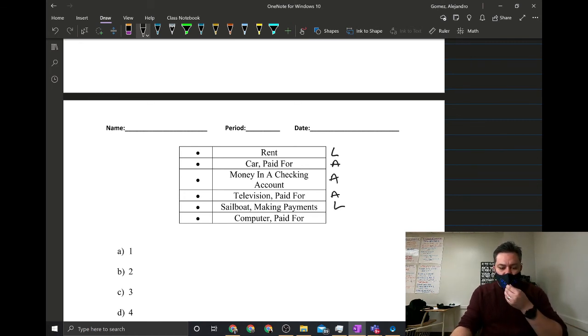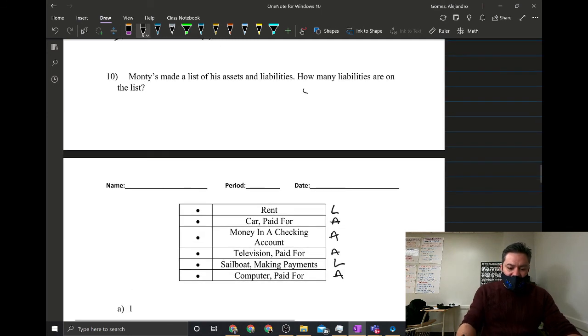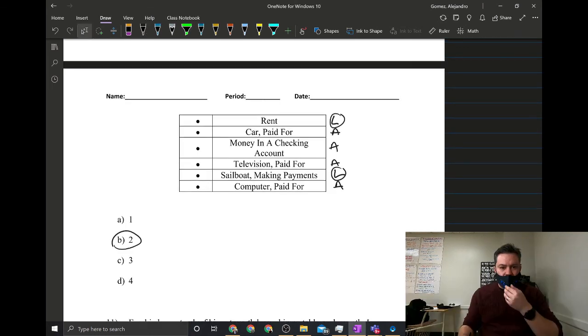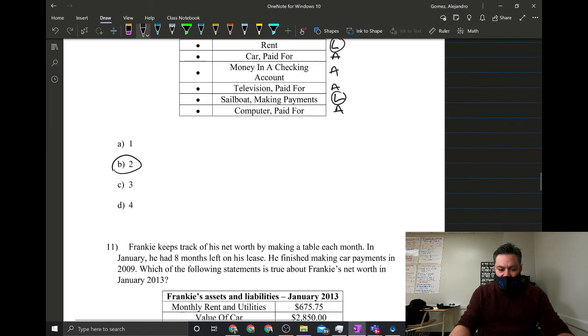And then it says a computer is paid for. You already own it. So if you sell it, all the money that you get is going to be profit. So this is an asset. So how many liabilities? I have 1, 2. So my answer is B. Again, everything that is paid for is already an asset. Okay? Any money that is in your checking or savings account is an asset.